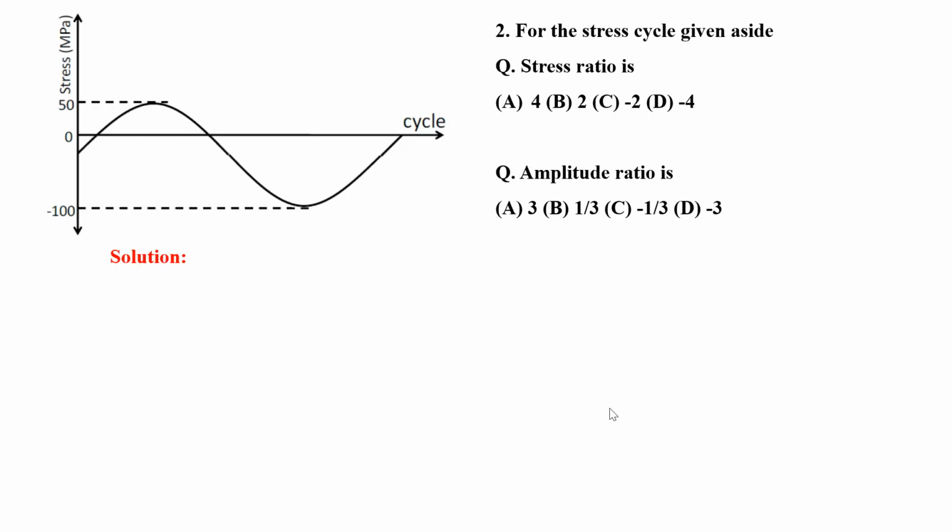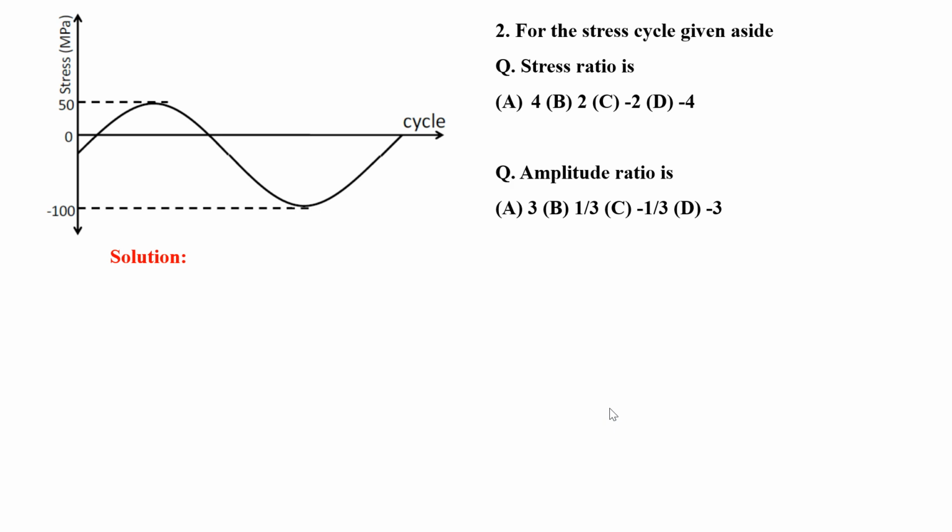So it's a very simple, direct question. It was asked in 2012 for 2 marks actually. So this is a stress cycle. Given the stress cycle, the stress ratio and amplitude ratio is dash. For the stress cycle given in the image, that is what you have to find out. So once you get the stress ratio, you can find the amplitude ratio.